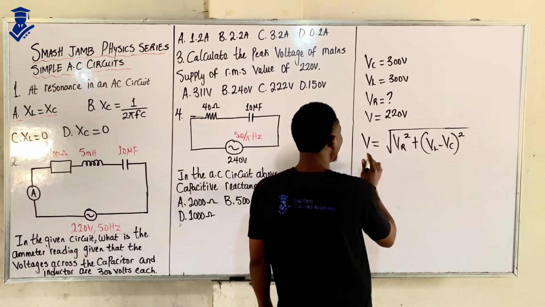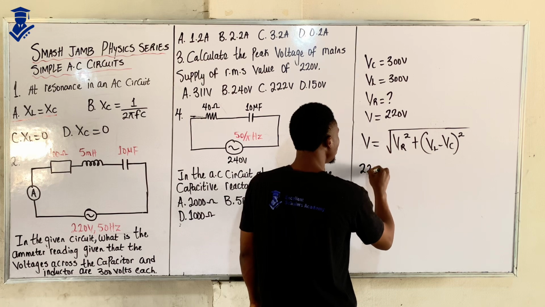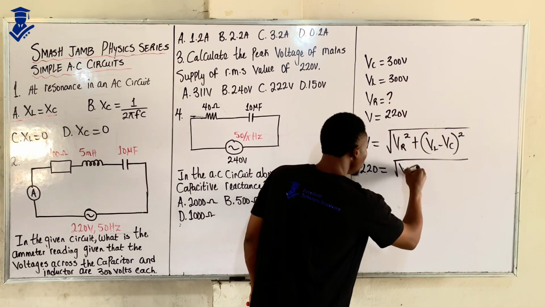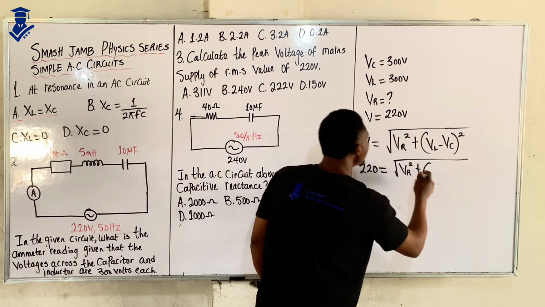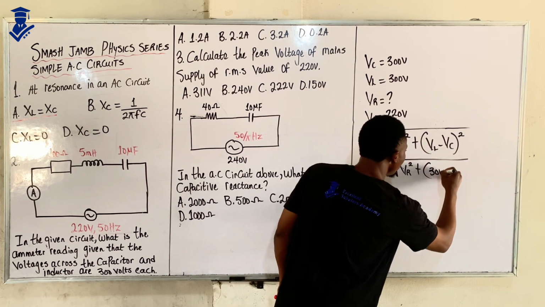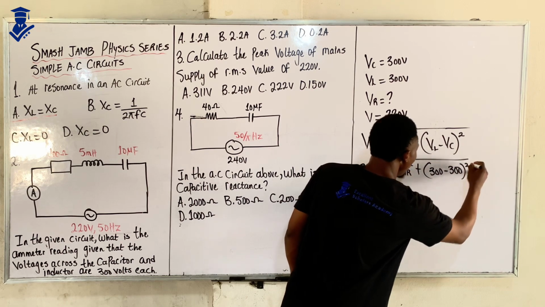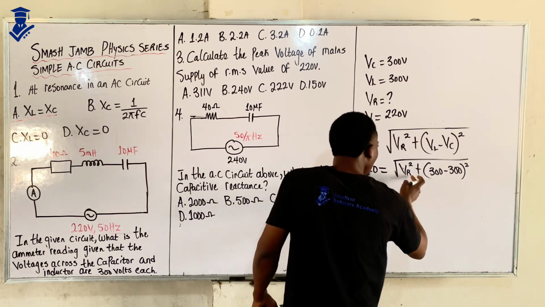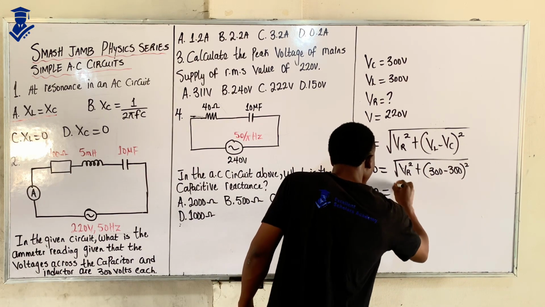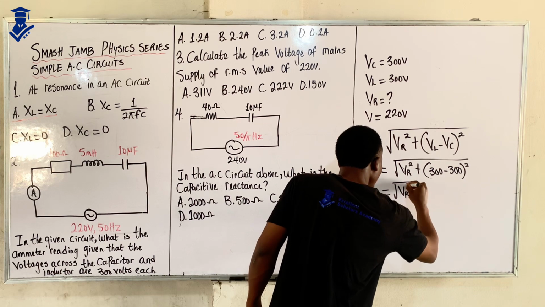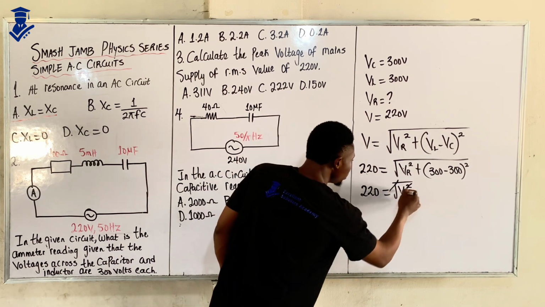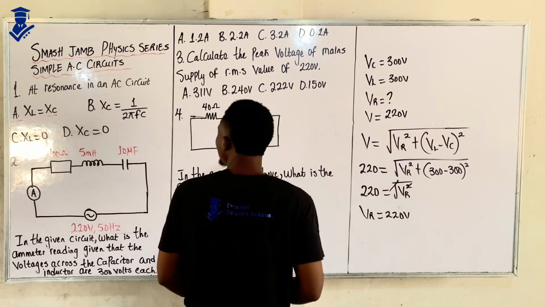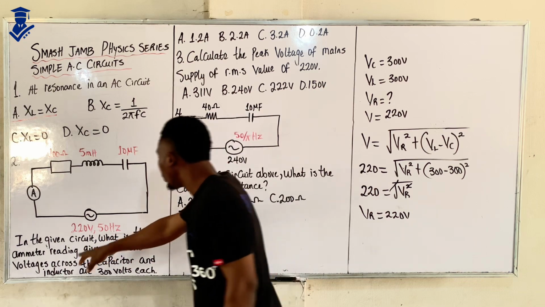So now, we know our V to be 220. 220 is equal to the square root of VR squared, which we don't know, plus (300 minus 300) squared. Of course, 300 minus 300 gives us 0, and 0 squared is 0. So 0 plus VR squared gives us the square root of VR squared. Now this square root will cancel this square, so we have that VR is equal to 220 volts.